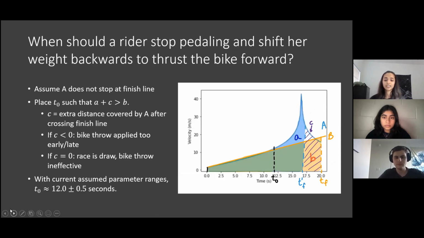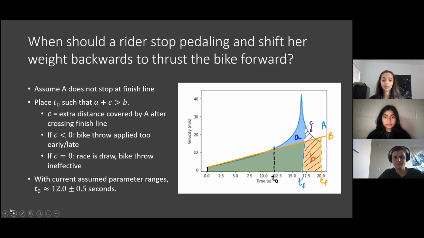Here we assume that bicyclist A does not stop, but rather continues to drift, but not pedal, after the finish line. We have to place T0 such that A plus C is greater than B. Here, C is the distance that A travels after the finish line. Therefore, we see that A plus C must be greater than B.